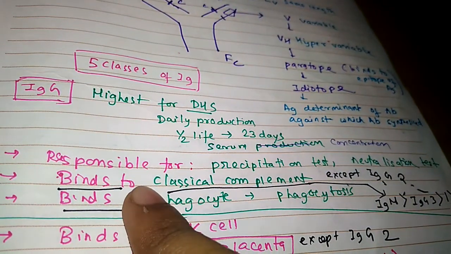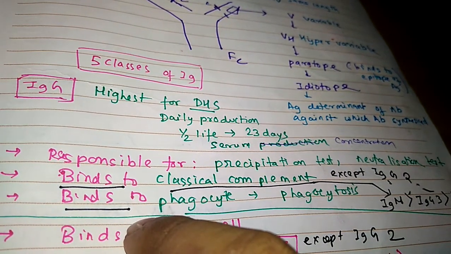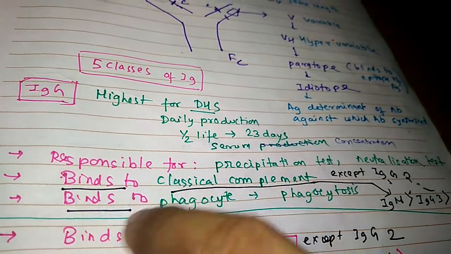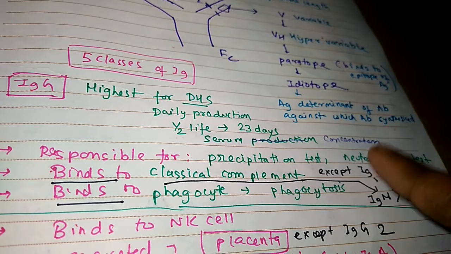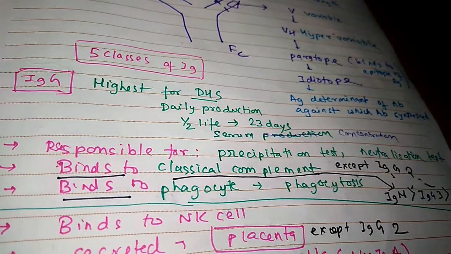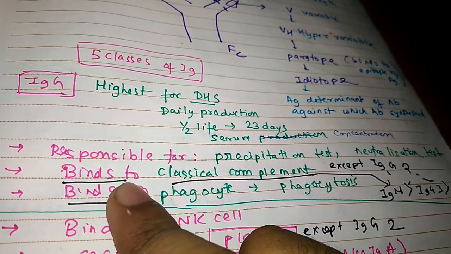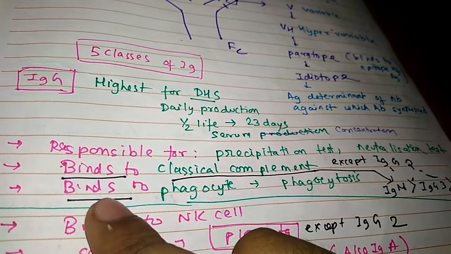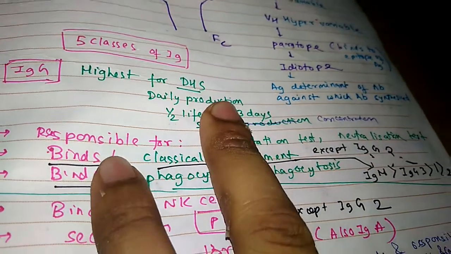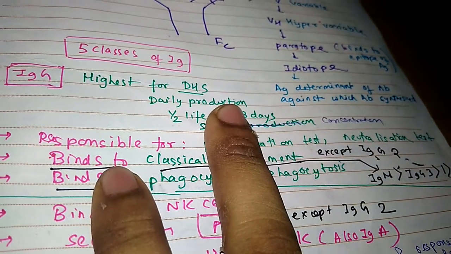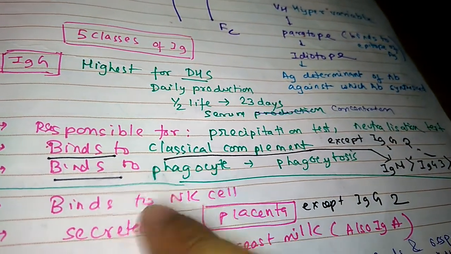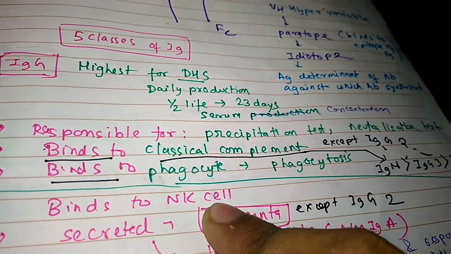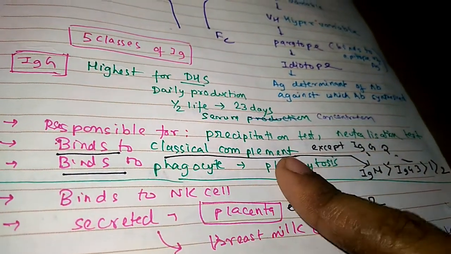and it is responsible for 3 tests. Just remember them as P, N, and C: precipitation test, neutralization test, and coagulation test. And it binds to 2 things, one which eats and one which kills. The first one is the phagocyte and the second one is the natural killer cell. And of course, it binds to the classical complement pathway.